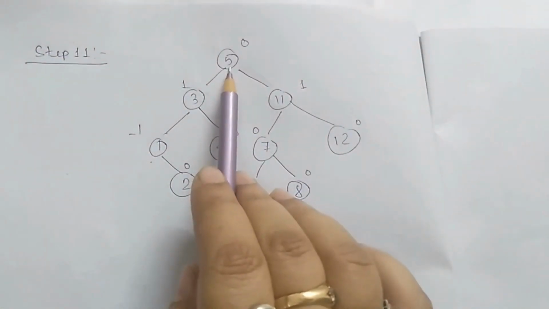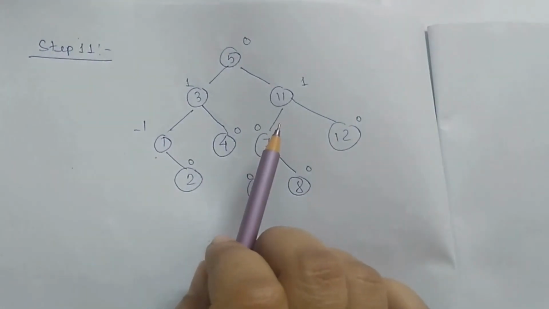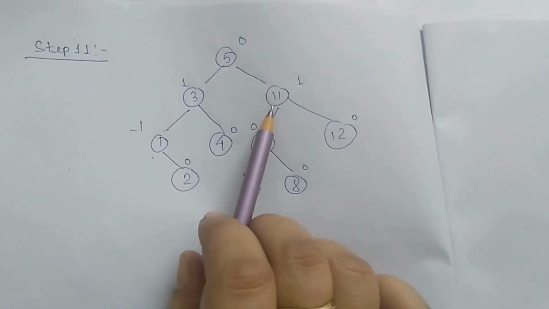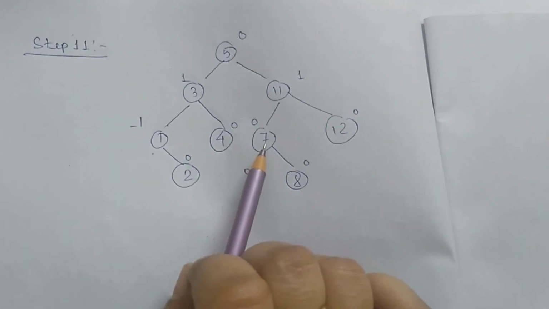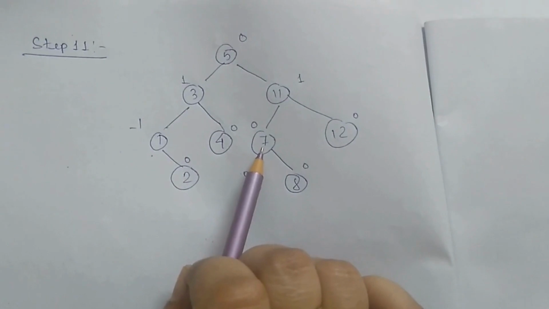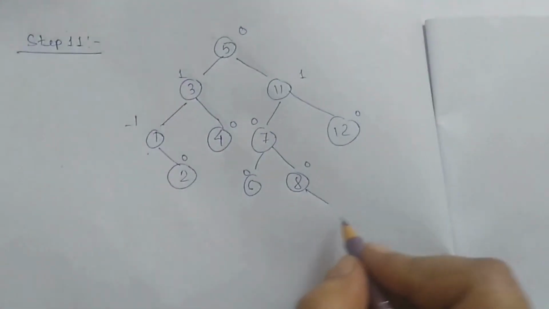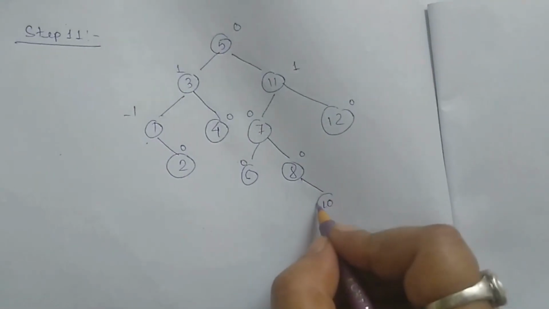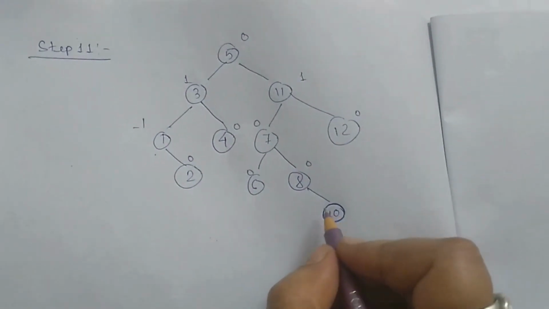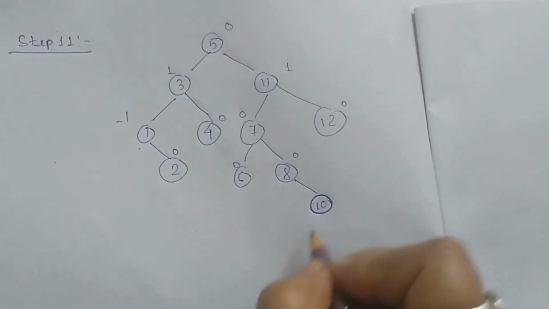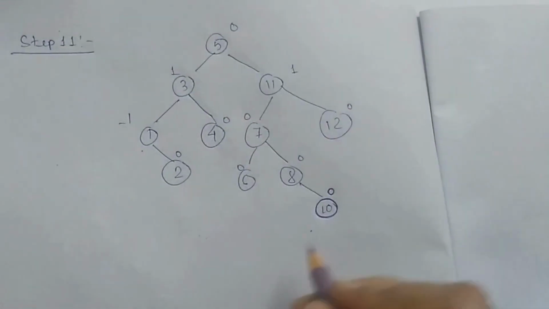So 10 is greater than 5 as well as lesser than 11. Next, it is greater than 7 as well as greater than 8. So for that reason, here we draw the 10 value. Now for the value of 10, there is no left subtree as well as right subtree. For that reason the value is 0.